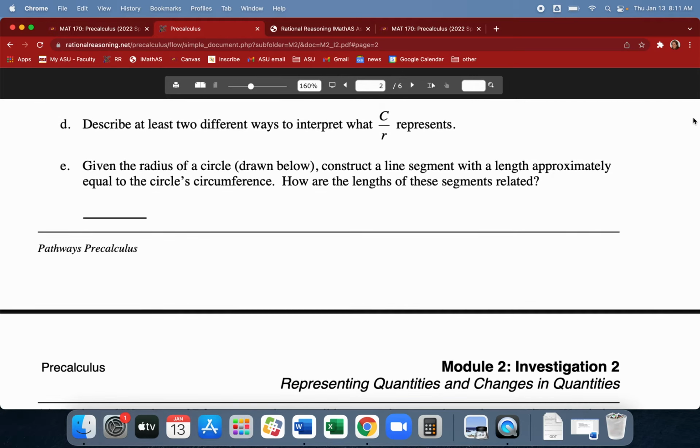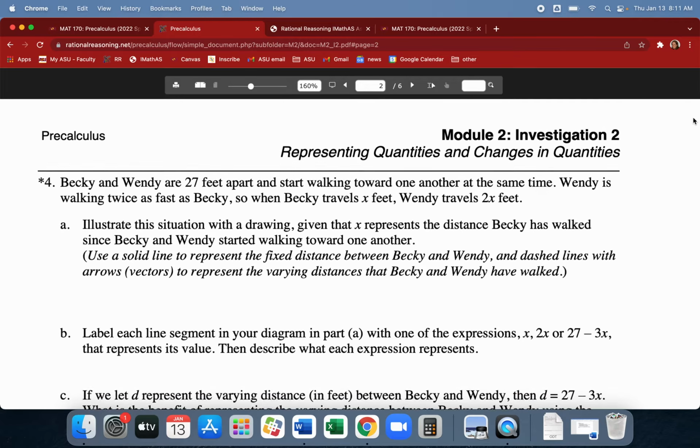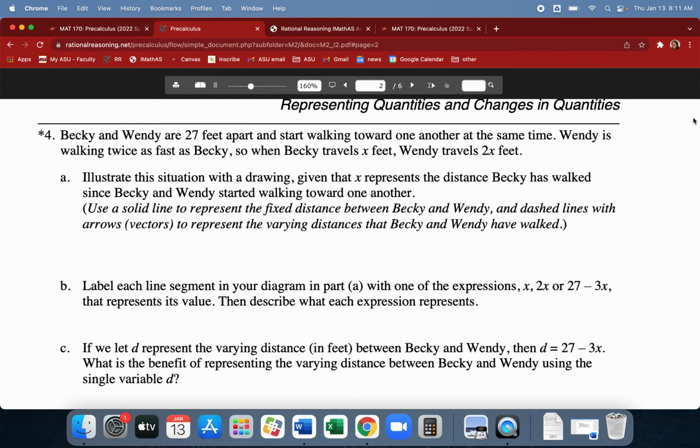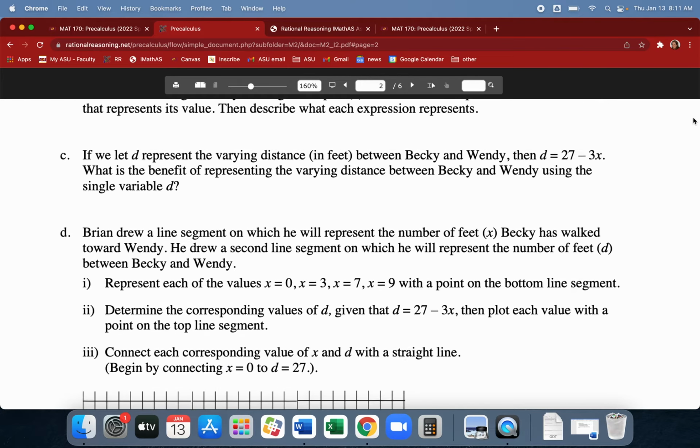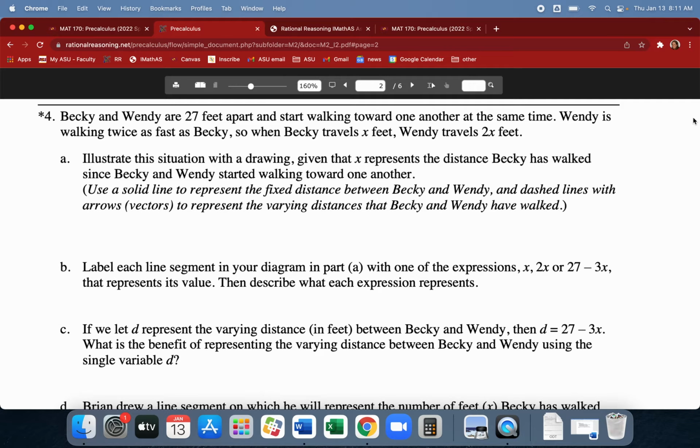All right, I'm going to scroll this up to number 4, so you can see at least parts of it. You can see 4A through C at the same time.